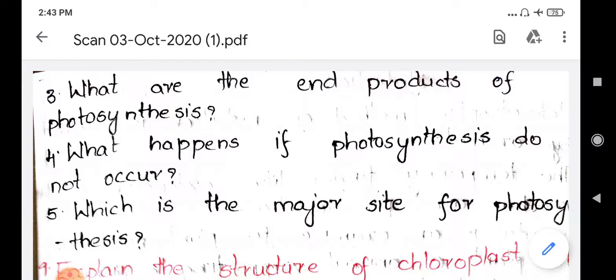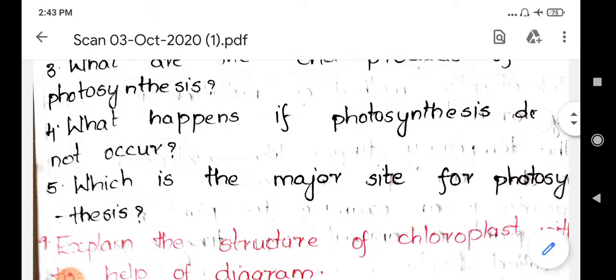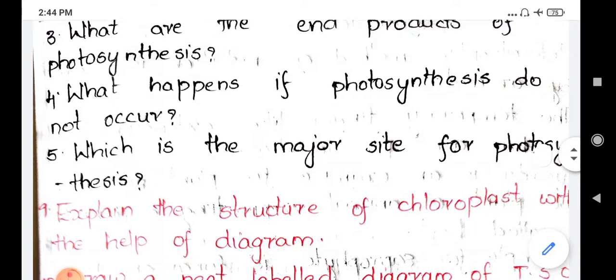Next, fourth question. What happens if photosynthesis does not occur? Regarding this, we have already written some points in the previous worksheet. Next, which is the major site for photosynthesis? So where does photosynthesis occur? Like that also you may ask. So these are the different questions you can ask your teacher. This comes under the academic standard, asking questions.